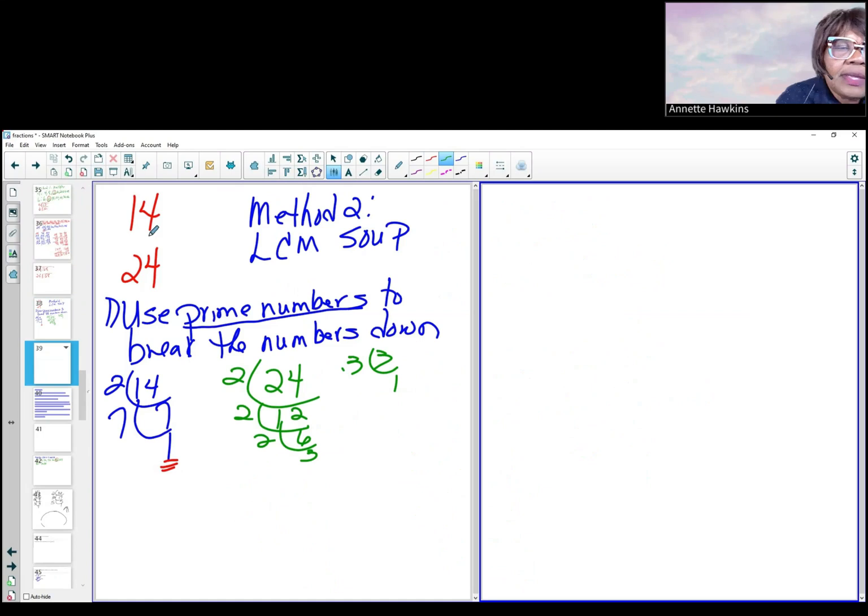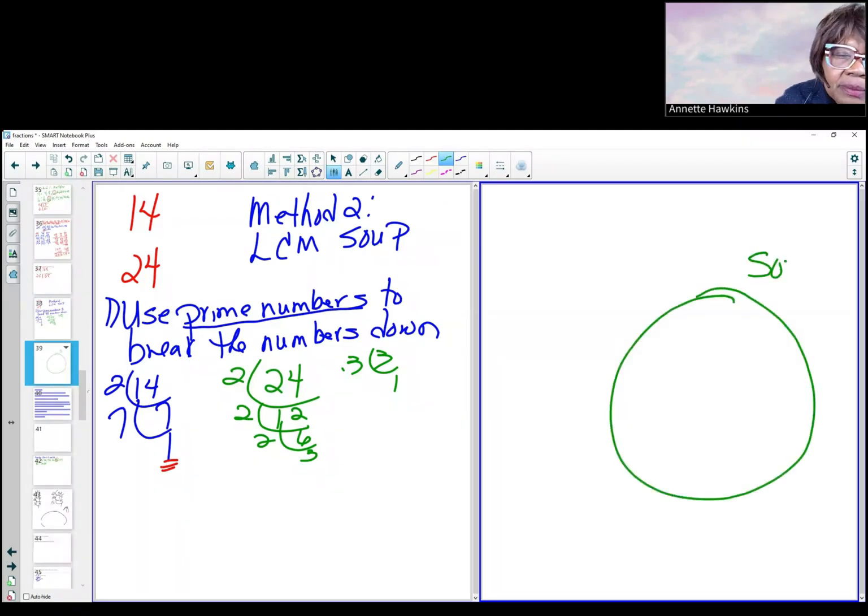Okay. I'm going to draw me a big circle here. This is my soup. All right. So the first thing, we use prime numbers to break the numbers down.